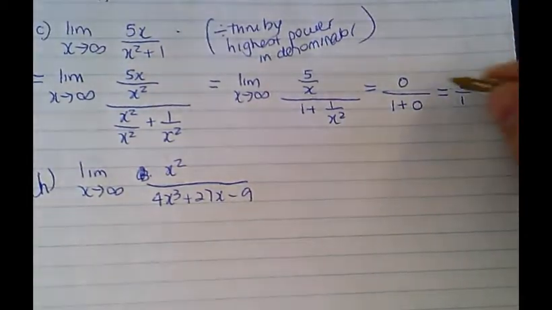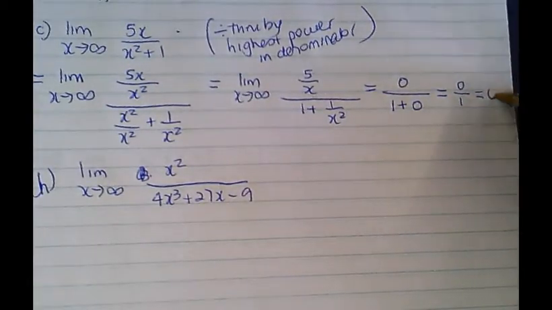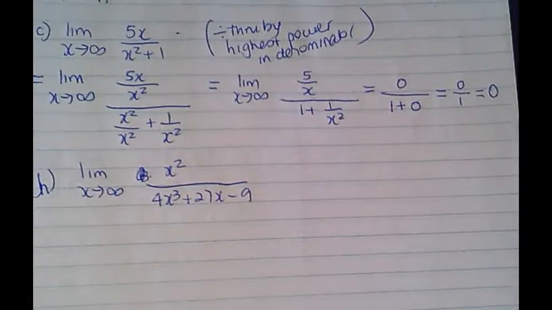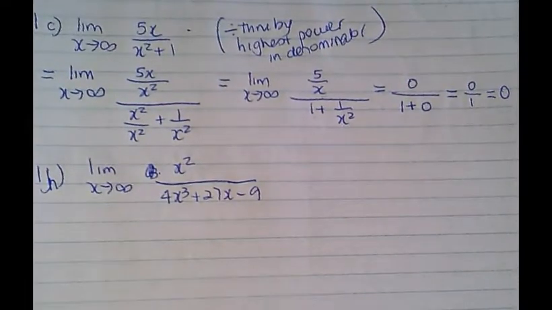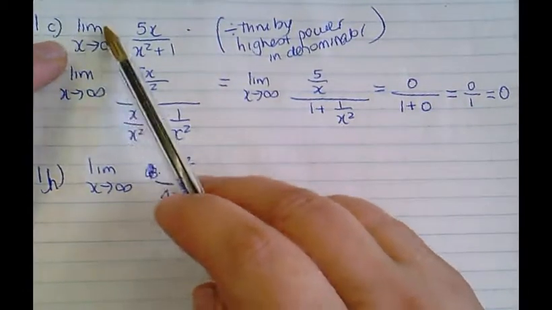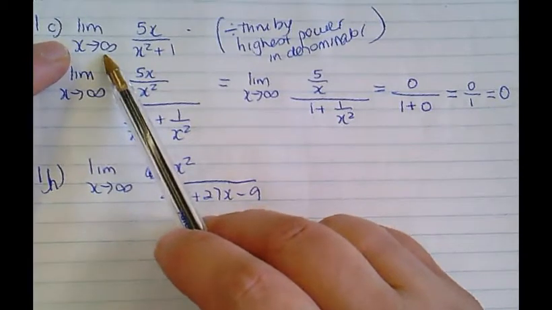But I can't do 1 divided by 0. So what do I get? What's 0 divided by 1? 0. In other words, if I sketch this function, when x gets really big, my curve is going to approach 0. That's what it's telling me. What is the limit as x approaches infinity for this function?